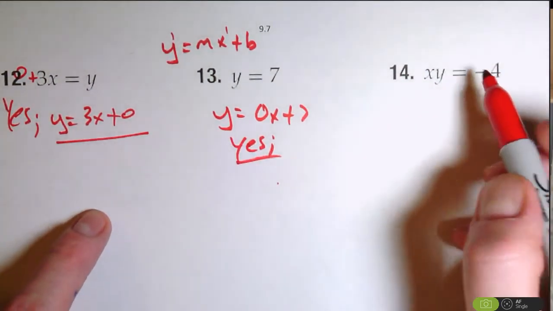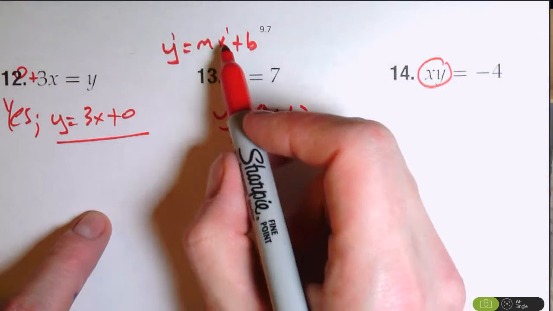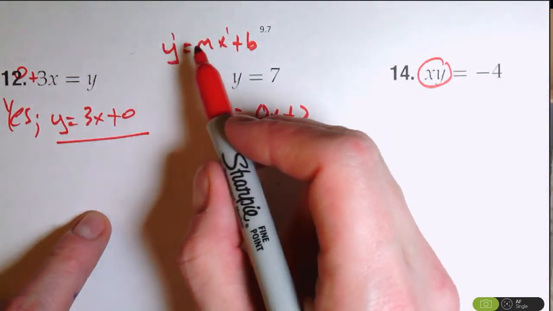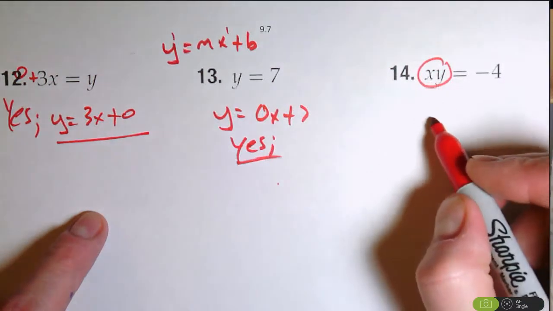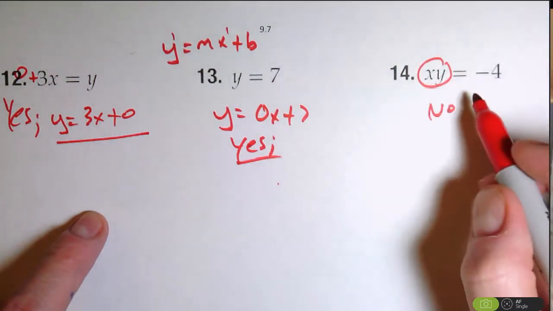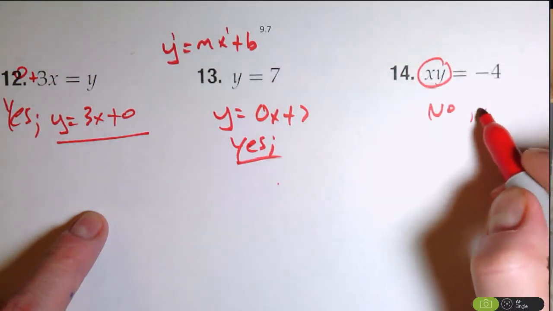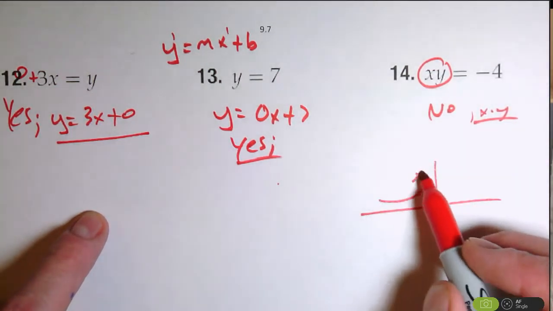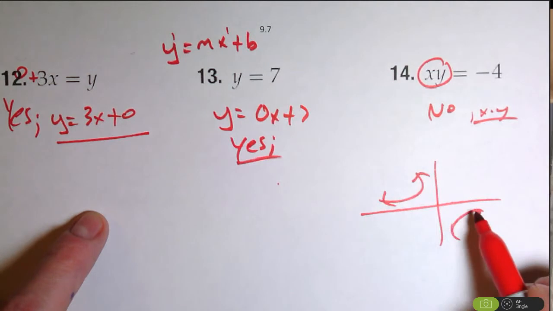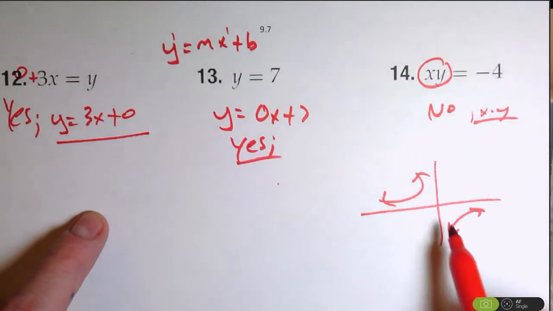Number 14 isn't though, because notice it's x times y, and are x and y being multiplied in this case? No, I'm multiplying x by a number or by m. That's not what y is. So no, I'm multiplying x by y. If you want to know what that looks like roughly, it looks like this. If I were to graph it, looks like that curve there, and it's called the hyperbola.